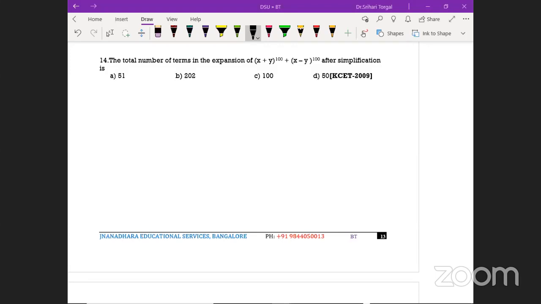The total number of terms in the expansion of (x plus y) whole power 100 plus (x minus y) whole power 100 after simplification is. I'll tell you the short way of doing this after this detailed method. Okay. Now, the total number of terms in the expansion of. Okay, let me write the first one. (x plus y) whole power 100.